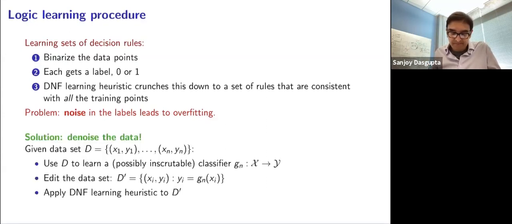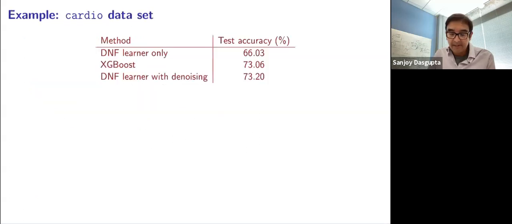Okay, so what do we do? Here was a very simple fix. You start with the data set, and now you use it to learn an intermediate classifier. The only purpose of this classifier is going to be to denoise the data. It serves no other purpose. It doesn't have to be interpretable, but in fact, it has to be chosen very carefully, and I'll talk about that soon. Now you edit the data set. You toss out any point whose label disagrees with this intermediate classifier, and then you do DNF learning on the edited data. And this seems to work rather well.